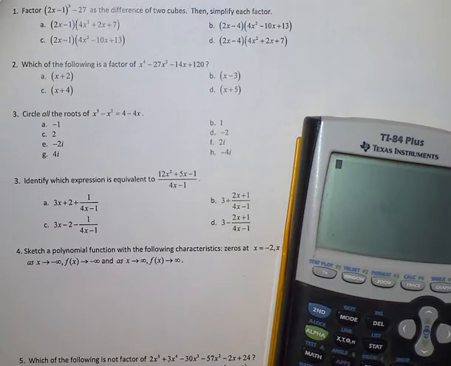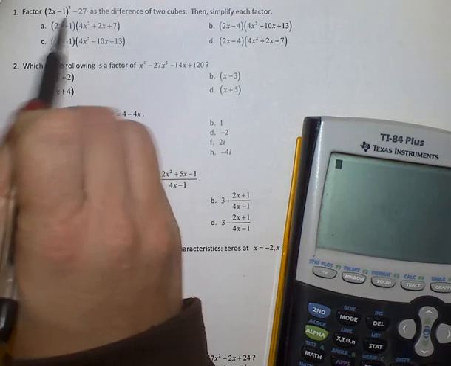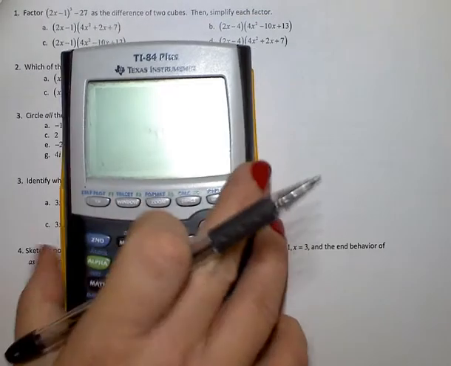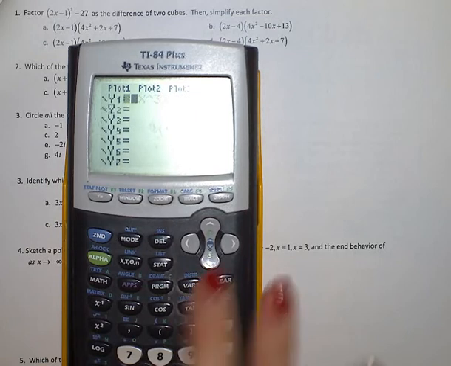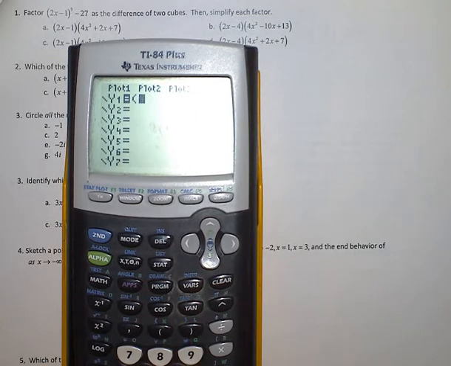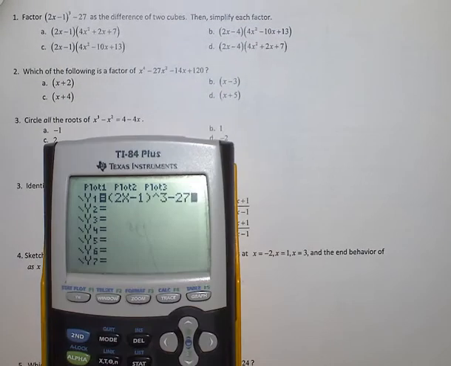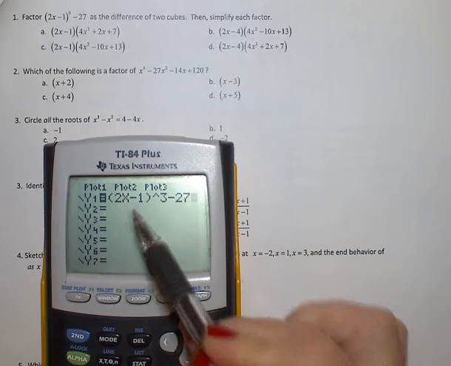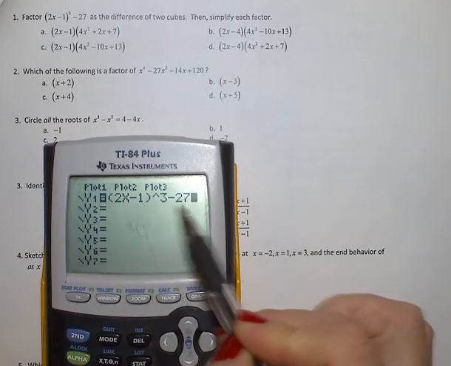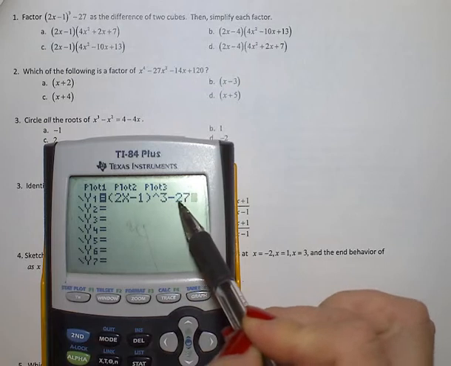So in this problem, I will tell you a common mistake students make. Don't do this, just watch. If they plug in 2x minus 1, they cube it, and then they want to subtract 27. Can everybody see this? But guess what the calculator thinks this is? The calculator thinks this is 2x minus 1 raised to the negative 24. Can everybody see that? Because you're not using parentheses, right.